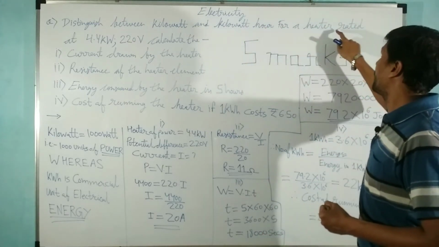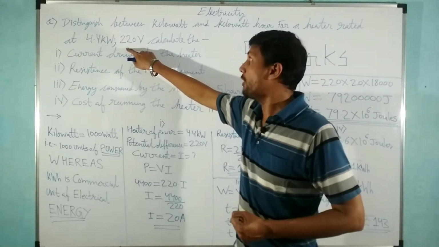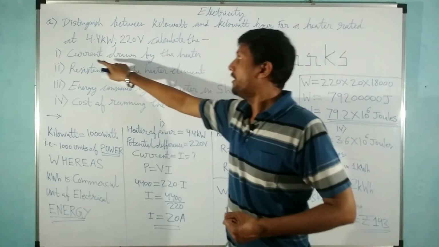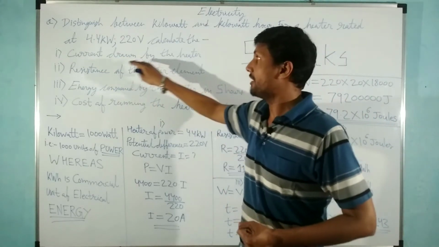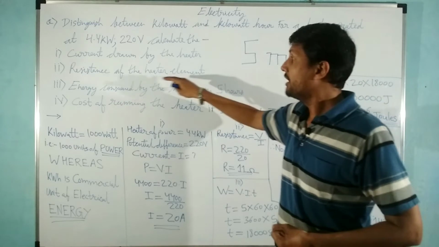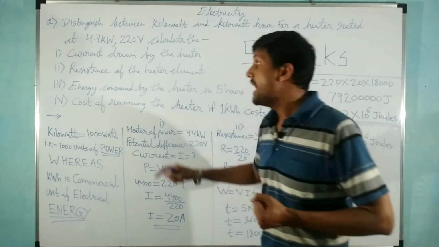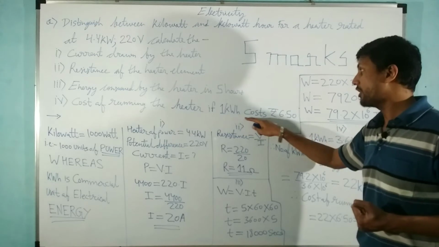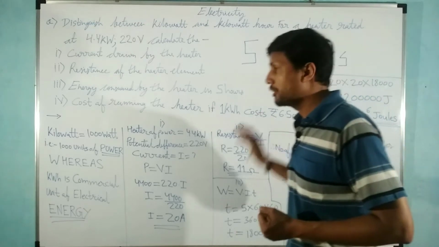For a heater rated at 4.4 kilowatt, which is working on 220 volts of potential difference, calculate: the first part is the current drawn by the heater. The second part is the resistance of the heater element. The third part is the energy consumed by the heater in 5 hours. And the fourth part is the cost of running the heater if 1 kilowatt hour costs 6 rupees 50 paisa. So that's the question.